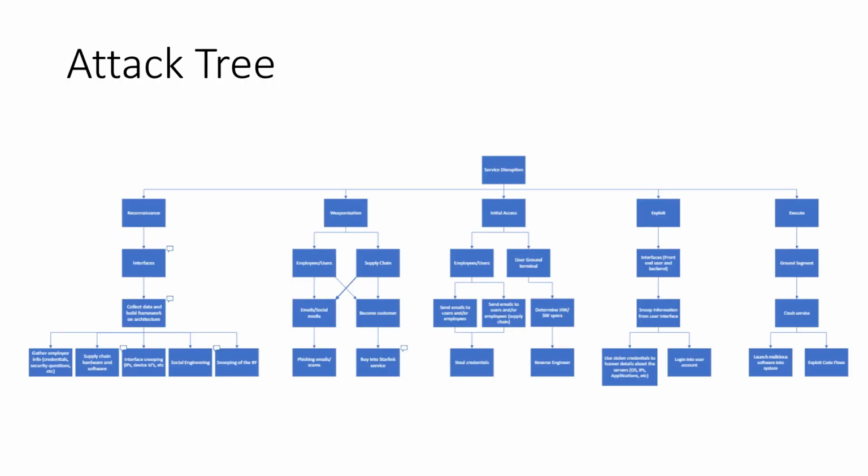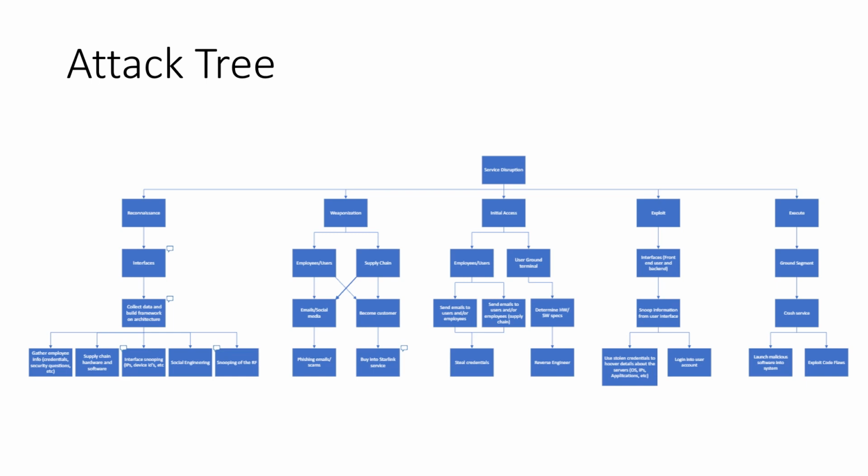The attack tree details the attack and what we should do on the entire system to infiltrate the system, which is broken down into 5 components: reconnaissance, weaponization, initial access, exploit, and execute. Reconnaissance is to do some snooping and find out as much information there is on the system as possible. Weaponization means to prepare what is going to be attacked.